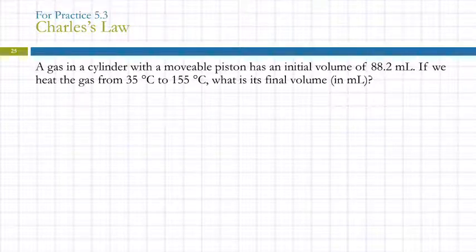Okay, so let's do a Charles' law problem. A gas in a cylinder with a movable piston has an initial volume of 88.2 milliliters. If we heat the gas from 35 degrees Celsius to 155 degrees Celsius, what is its final volume in milliliters?